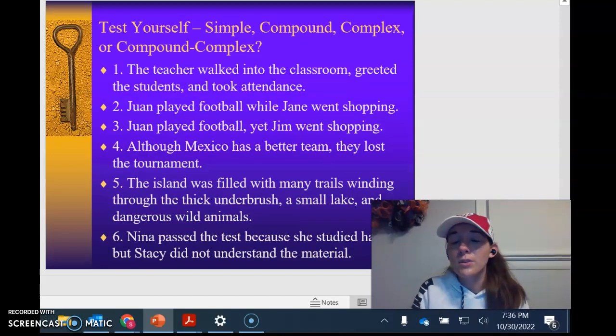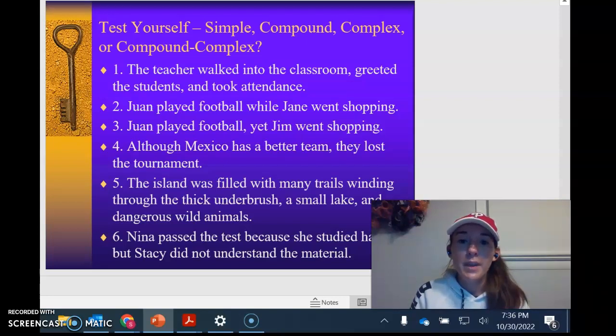Alrighty, so now you're going to test yourself, and this is going to be the more complicated step, where I'm not just asking you to tell me is it or is it not the example, but I'm going to ask you, is it simple, compound, complex, or compound complex? So these are our different sentences. The teacher walked into the classroom, greeted the students, and took attendance. That's number 1. Number 2, Juan played football while Jane went shopping.